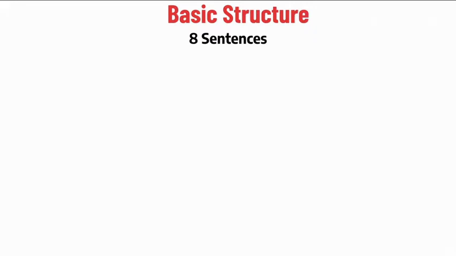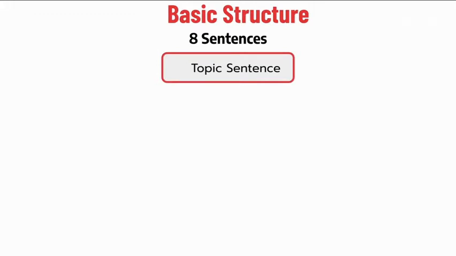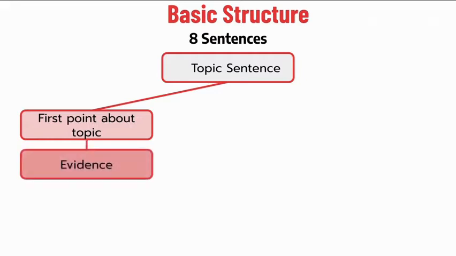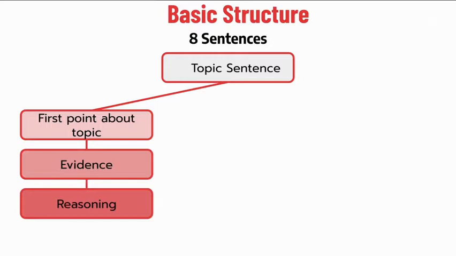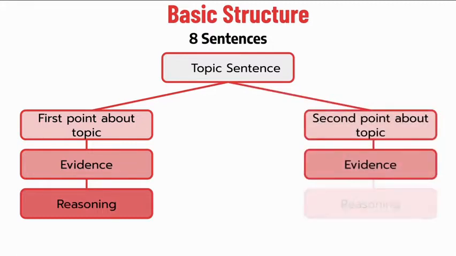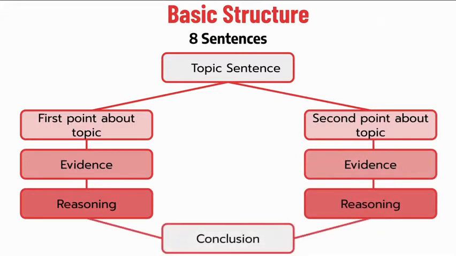Here's the basic structure of a research paragraph. It's going to be 8 sentences long. The first sentence you already wrote, which is a topic sentence, the claim that you're trying to prove. Then you need to make your first point about that topic based on your research. You need direct evidence to back up that first point. And you need reasoning in which you explain how your evidence supports the claim. You do the same process again with your second point, and then your final sentence is a conclusion sentence where you wrap up your paragraph.